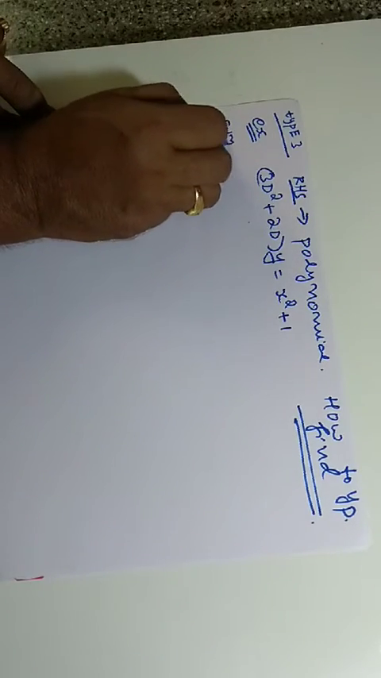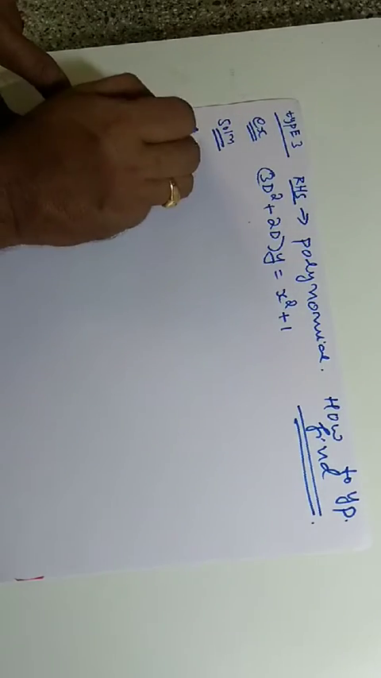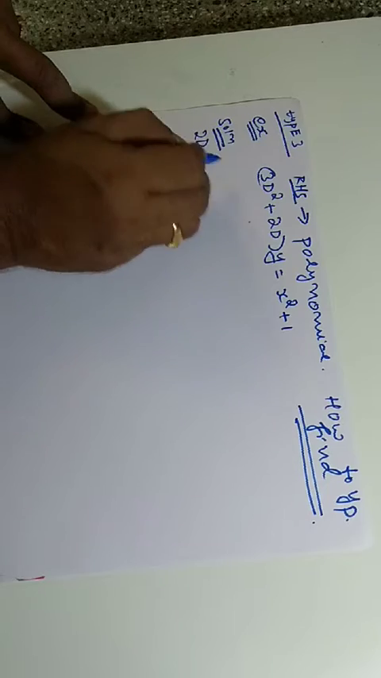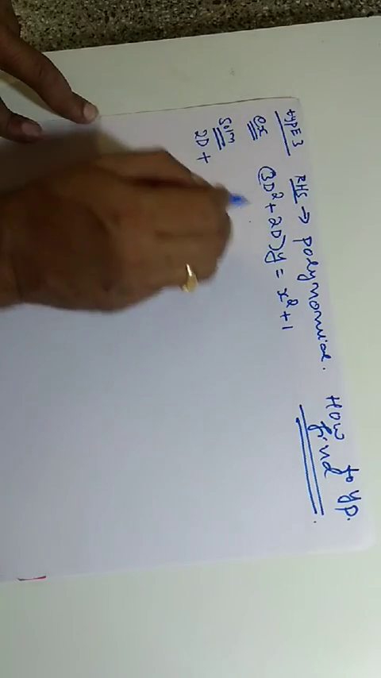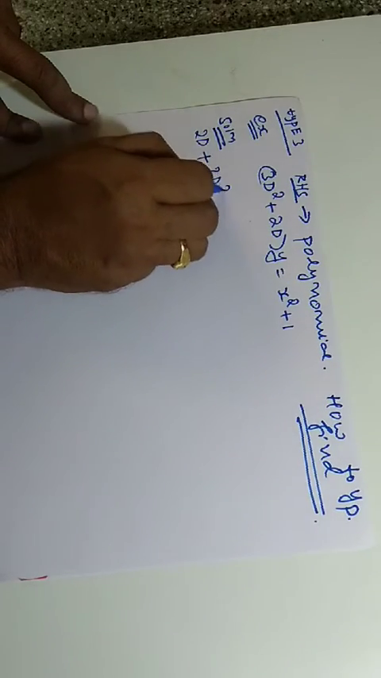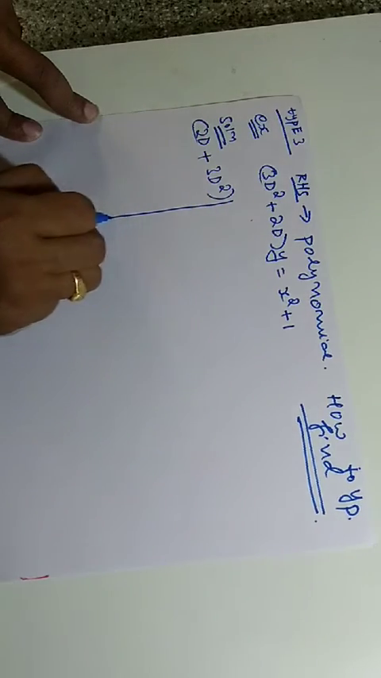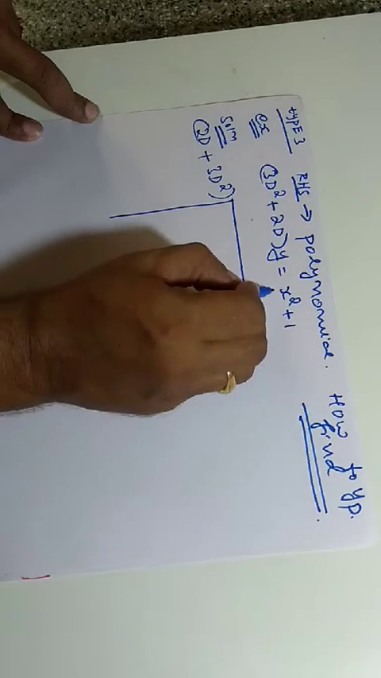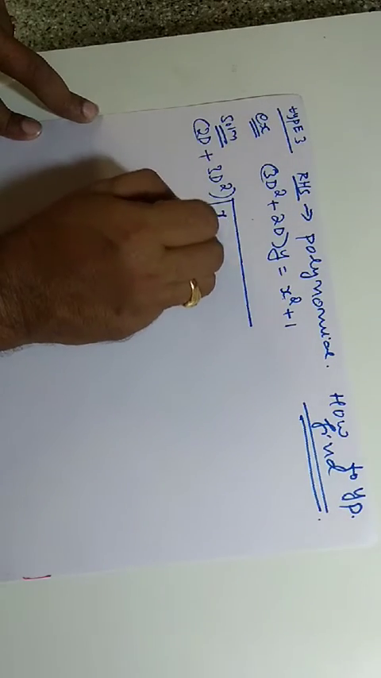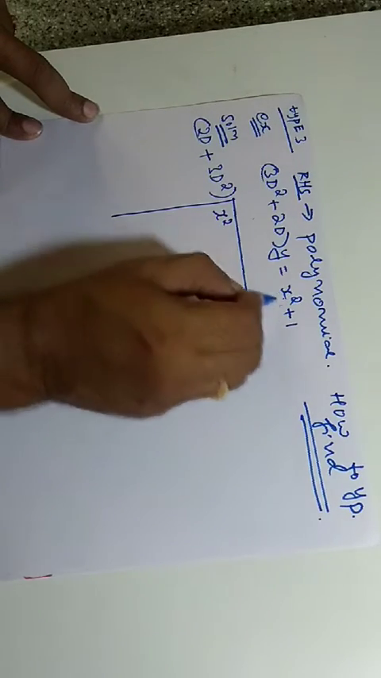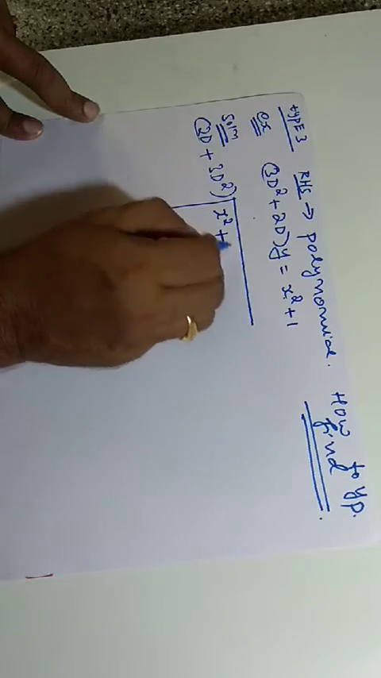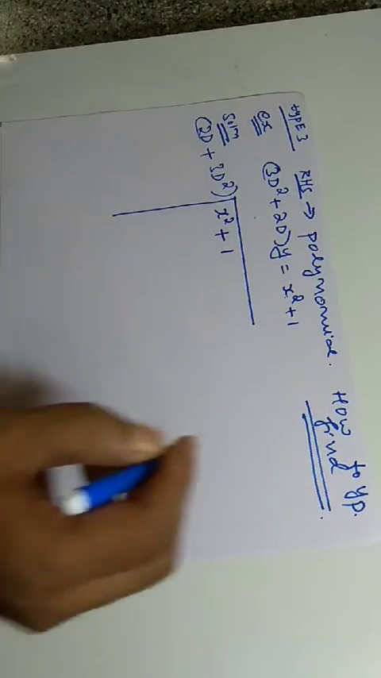What is the procedure? I have told you, first you arrange it in the ascending order. 2D first, power of D 1. Next power of D must be 2. 2D + 3D squared. Now what is the highest power of x? 2. Decreasing order. Next power of x, it is not there, so leave it. Plus 1.